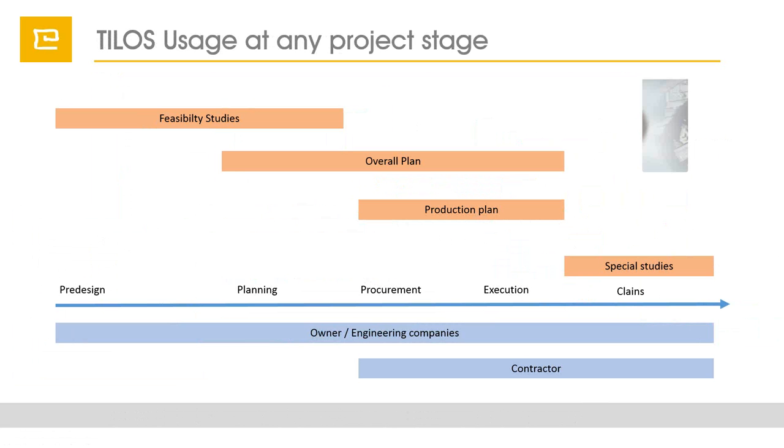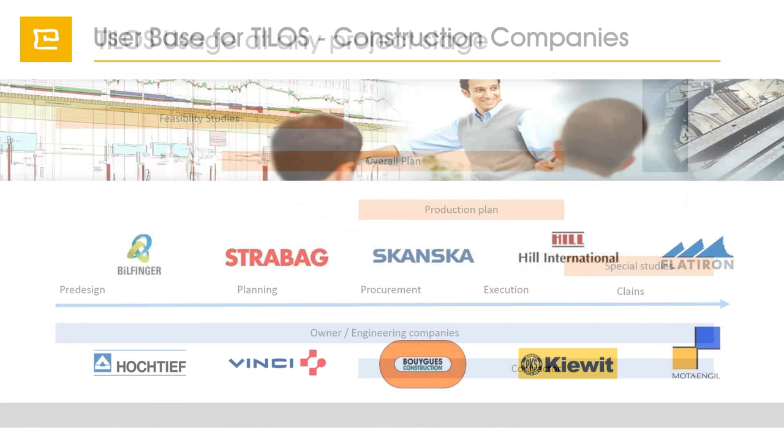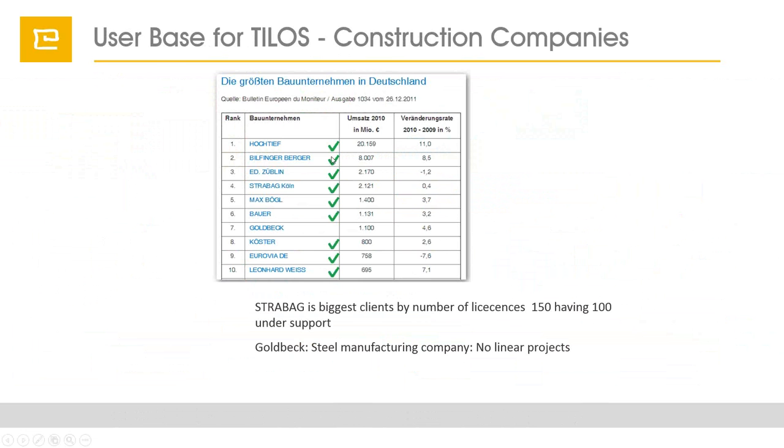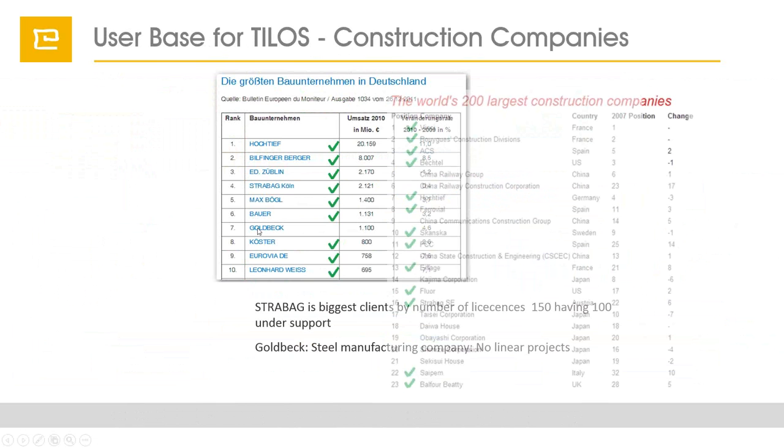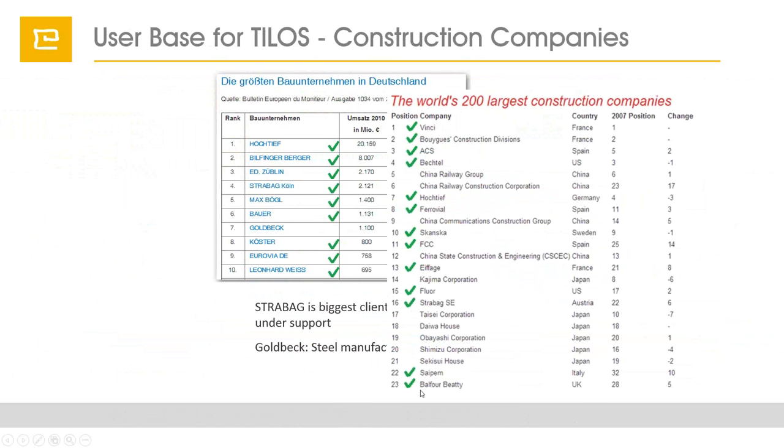And who is using TILOS? Here is a section of logos from our clients. In Germany, for example, 9 of the 10 biggest construction companies are using TILOS. The one that is not is Goldbeck, but they are not doing linear projects. From the 200 largest construction companies and the biggest 23, we see that there are only Japanese and Chinese companies left in our client list. This is a job we are going to do now, to be also more present in the Far East.